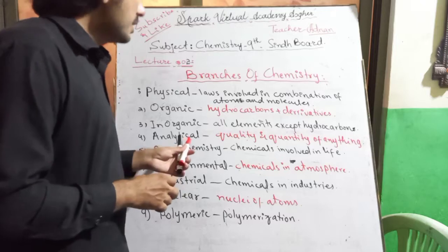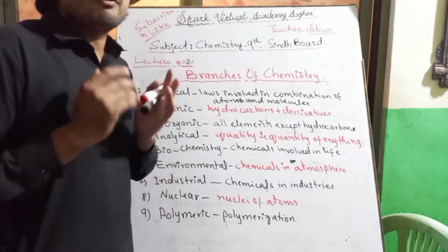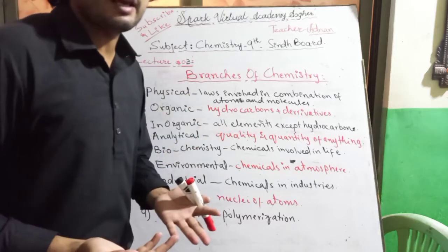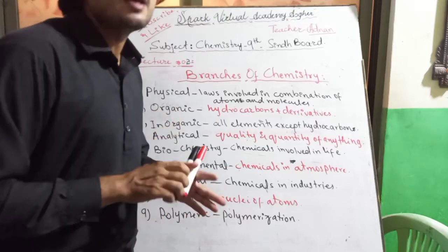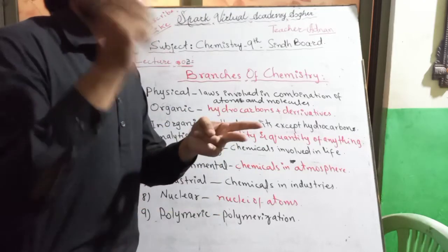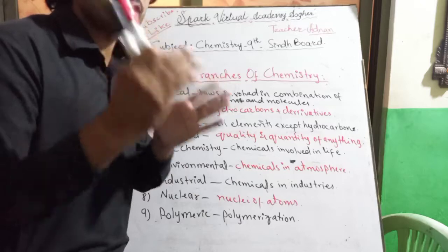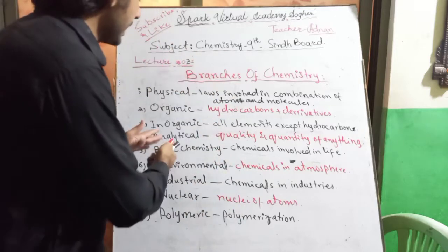If we talk about the analytical chemistry, if we start observing anything, if we start analyzing anything, and if we analyze the quality, the quantity of that thing, now that part is included into the analytical chemistry.